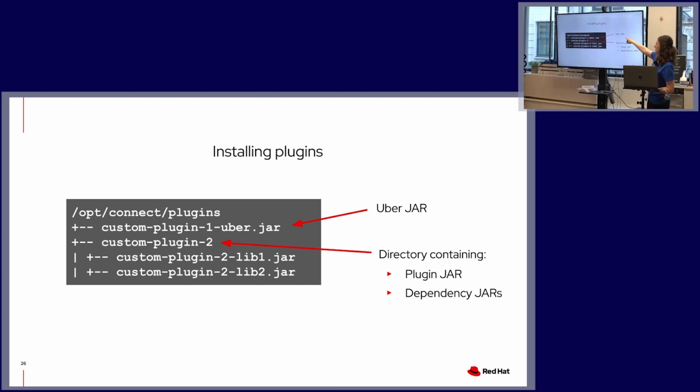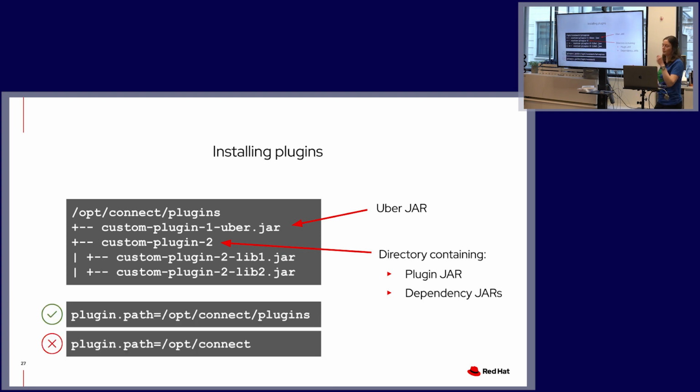One is an Uber jar, which contains the actual connector plugin, whether that's a connector, transformation, predicate, etc., plus all of its dependencies in one jar. Or you can have a directory that has all of the libraries in it, so your actual jar, whether it's a connector, and then all of the dependencies. You can also mix and match, having some Uber jars and some directories. But the key thing is what you specify as your plugin path.